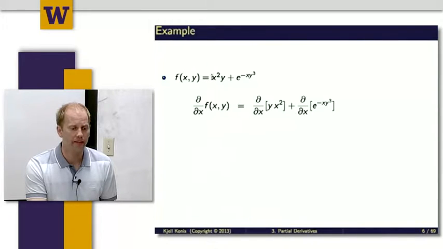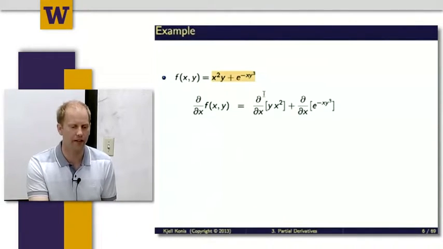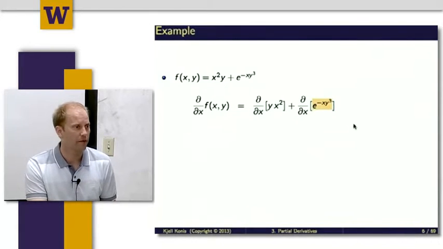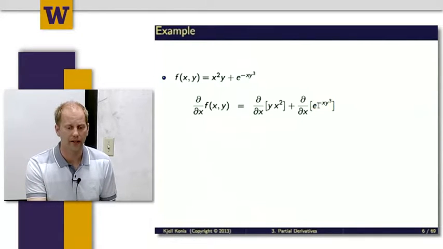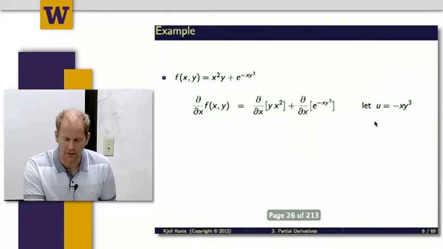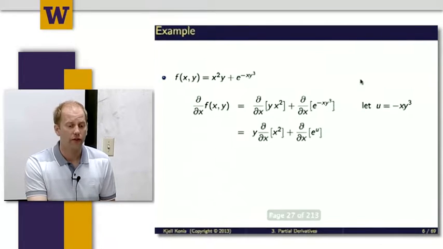And because this is a sum of two functions, I still have a linearity property. The derivative of a sum is the sum of the derivatives. So this is going to be equal to the derivative of the first term plus the derivative of the second term. And then to take the derivative of this piece here with respect to x, I'm going to make a substitution. I'm going to say minus x y cubed, I'm going to call that u. So I can rewrite this like this.